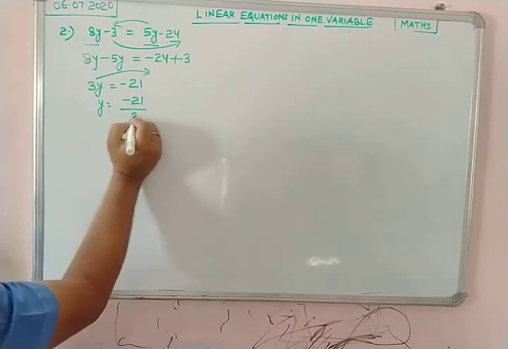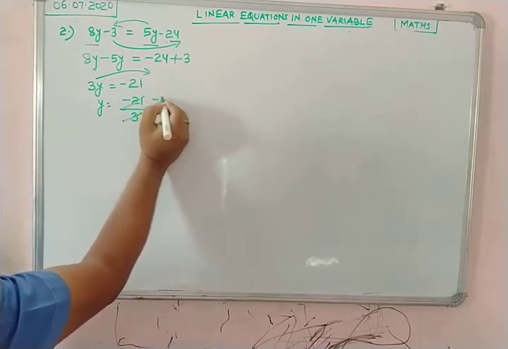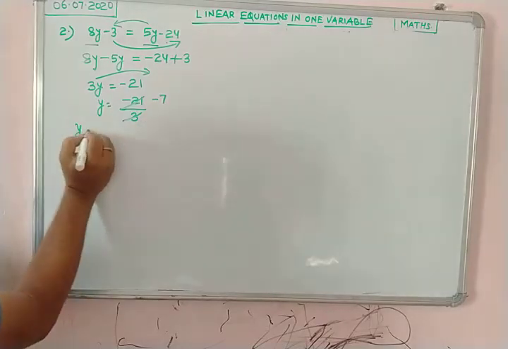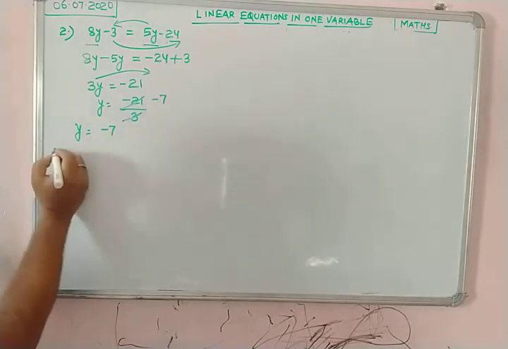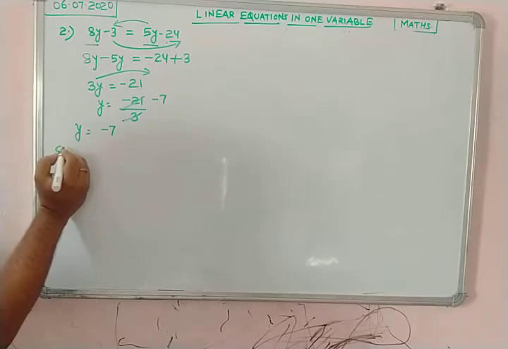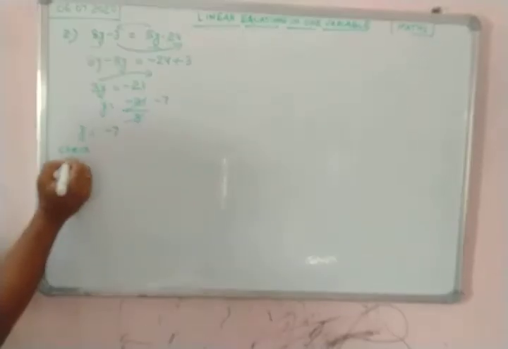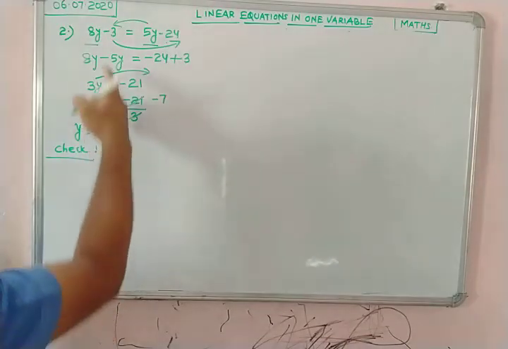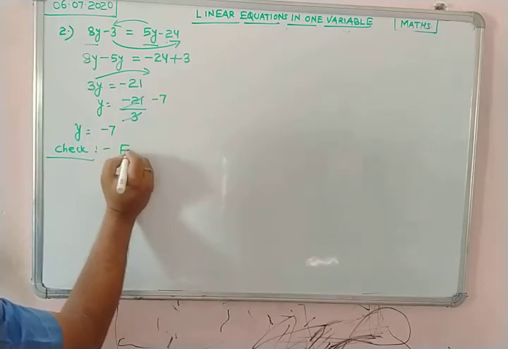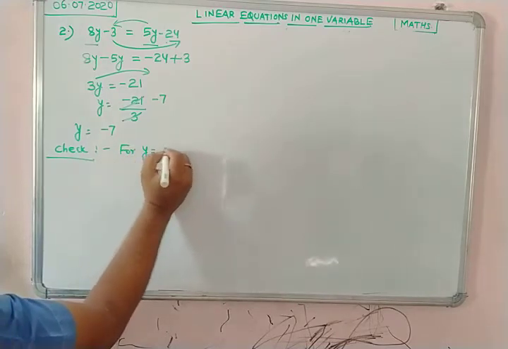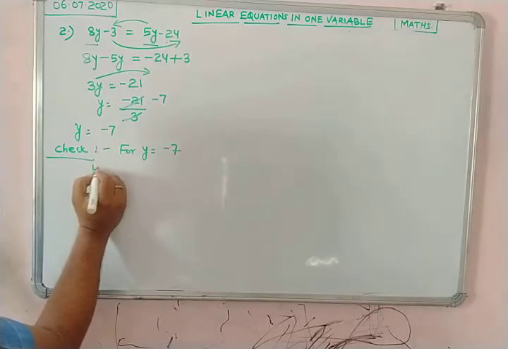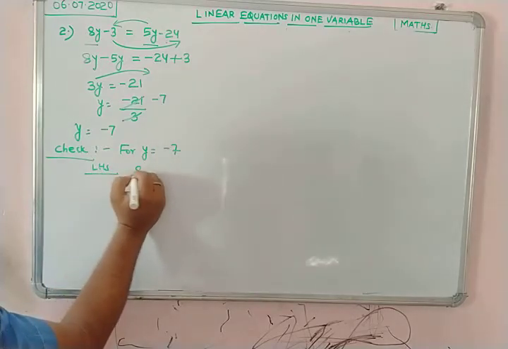So minus 21 by 3 is going to give you minus 7. So y equals minus 7. Now we have to check the results as well. So check the results. LHS for y equal to minus 7, LHS is what?